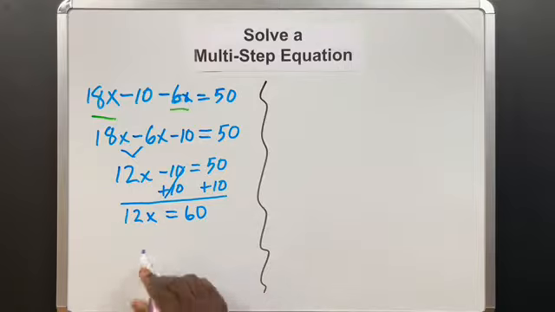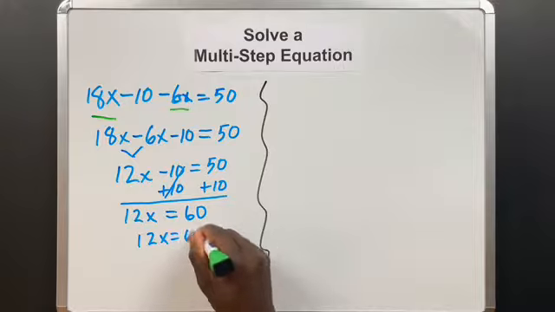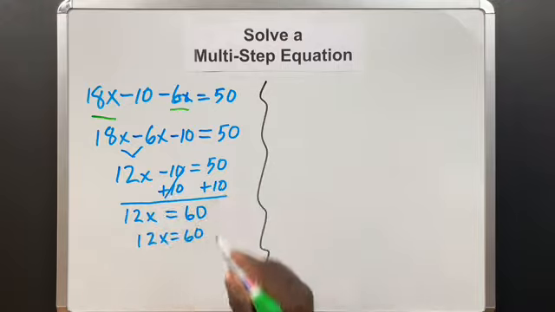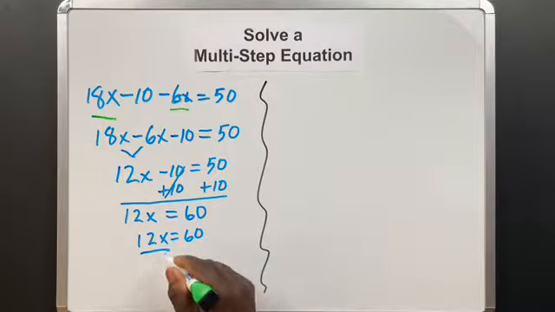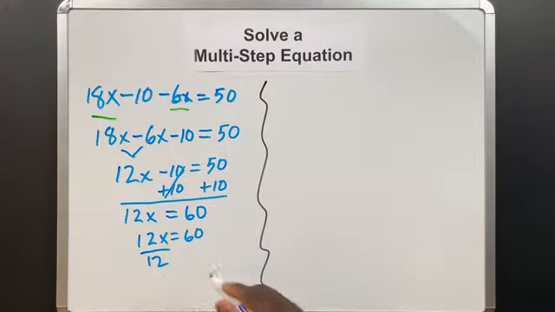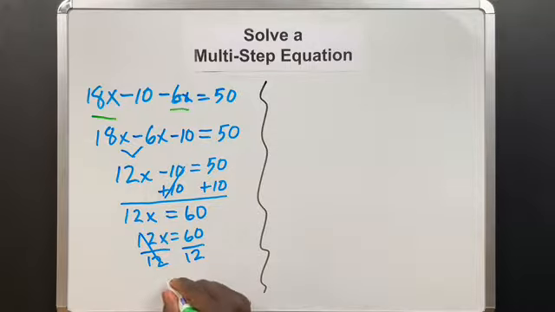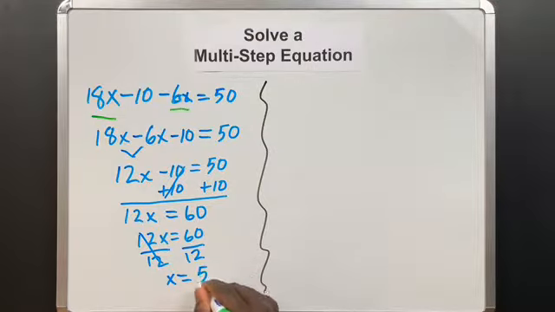Now we're almost there. I'm going to rewrite 12 times x equals 60 so I can make this last step explicit. In this case, we used the addition property of equality. Now what we want to use is the division property of equality. The opposite of multiplying 12 times x is to divide. So whatever we do to one side, we have to do to the other side. The 12s cross out. We get x equals 60 divided by 12 is 5.